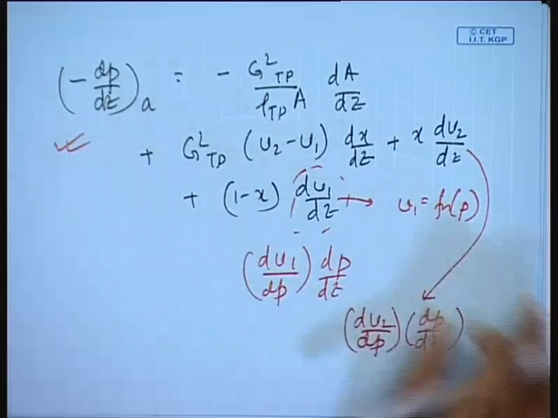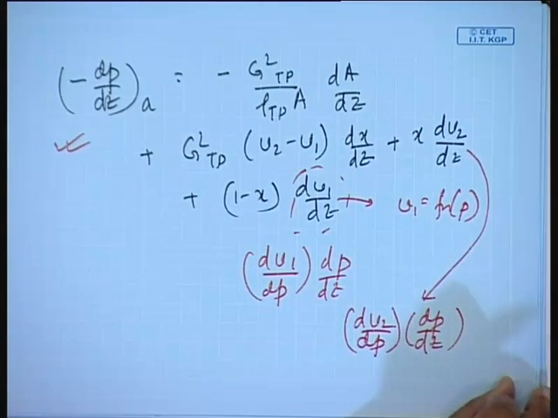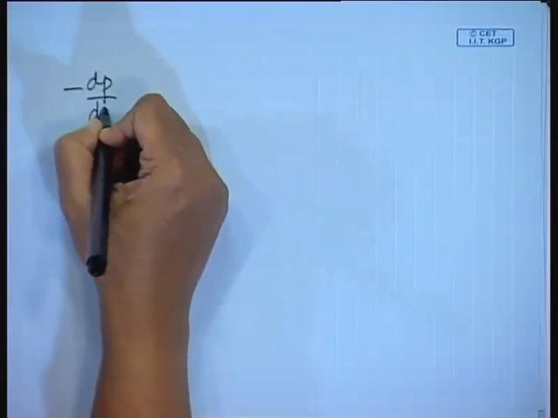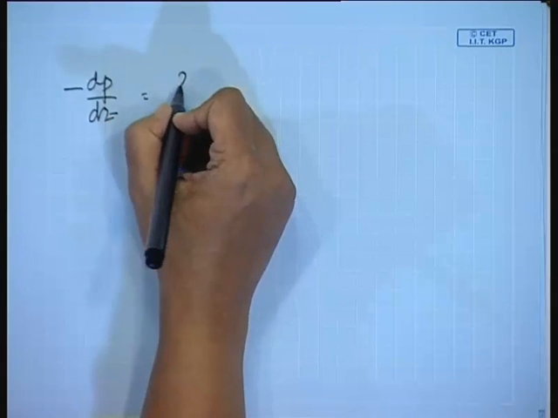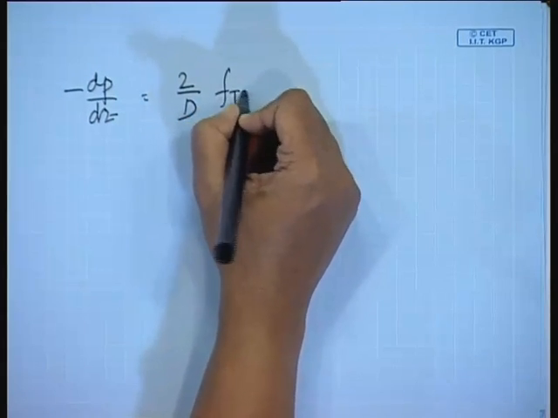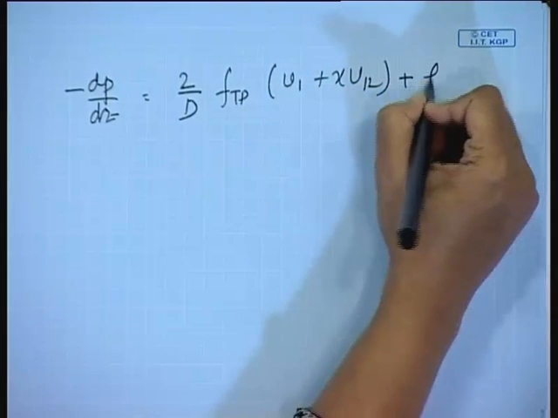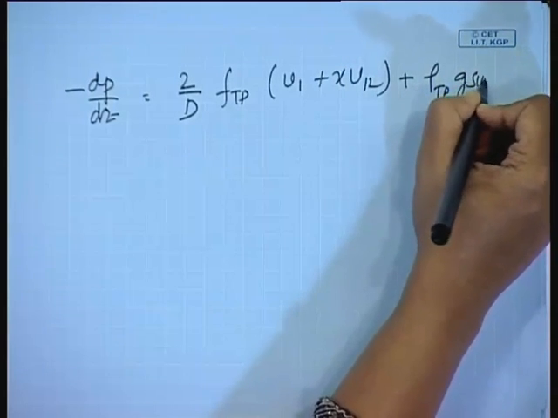So, if you substitute all of these in the total expression of minus dP dz, just substitute them and then tell me what is the final expression that you are getting. Let us see what is the final expression that you will be getting. Final expression that we will be getting is minus dP dz. This will be equal to 2 by d FTP V1 plus x V12 plus, let me keep it as rho TP because it is an input parameter.